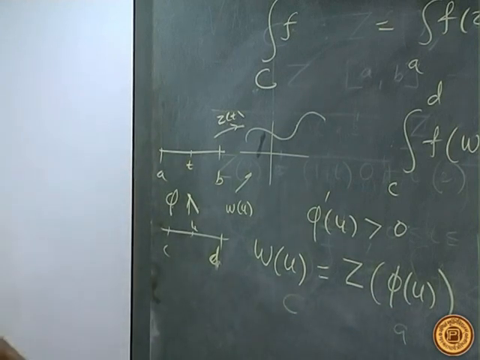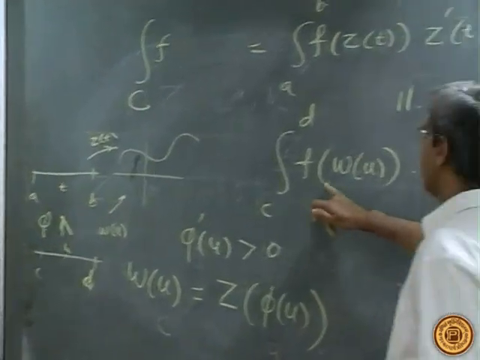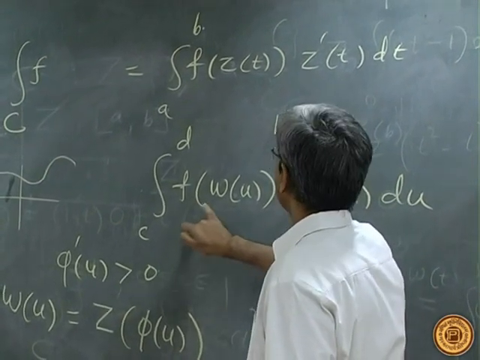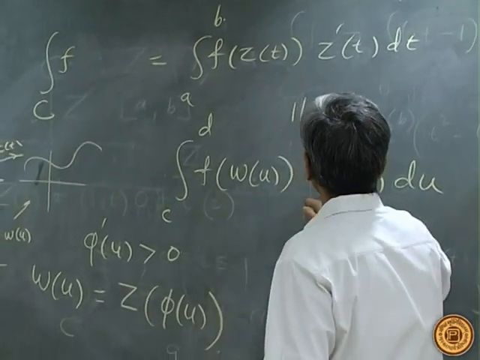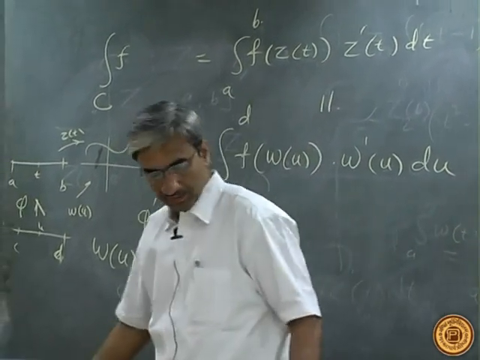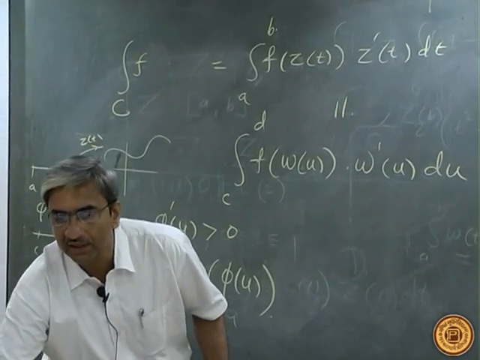Now you can just substitute in these quantities. What is f of w(u)? It is f of z(phi(u)) into w prime, which is z prime(phi(u)) phi prime(u) du. Okay, you can just see this on the next page.